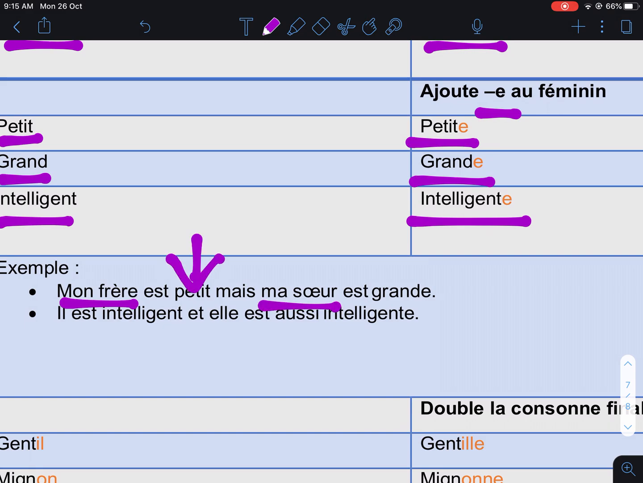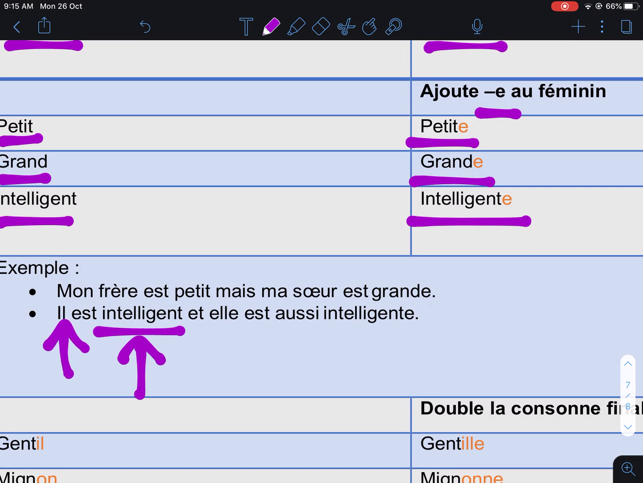But my sister, she's a lady, so you use grande with the letter E. Can you see that? Now, let's look at the second one. You have intelligent. You use this intelligent because you are talking about he. But you use this intelligent with the E because you are talking about she. That will be the first variation of adjective qualificative, qualitative adjective.